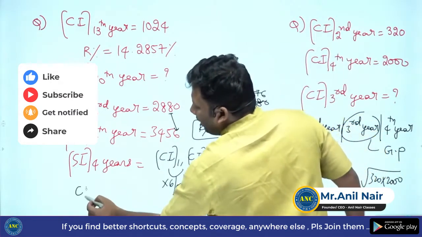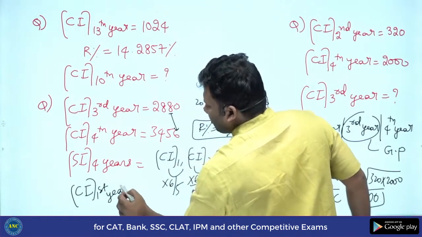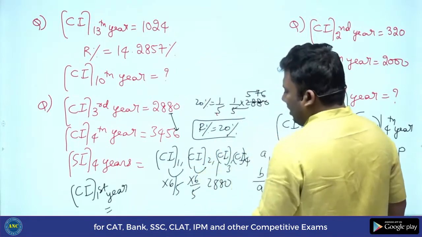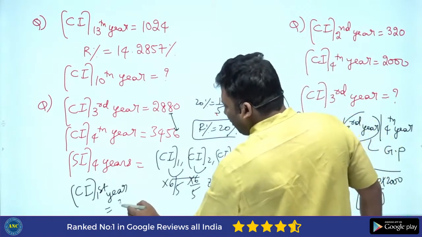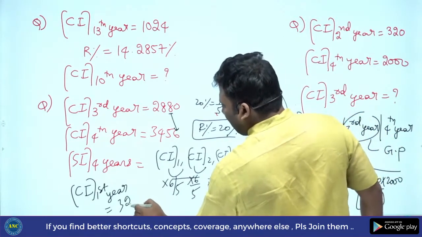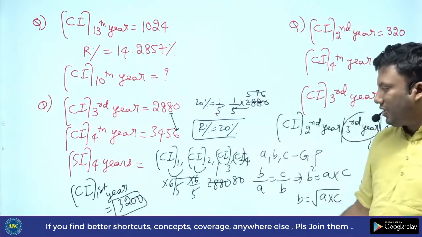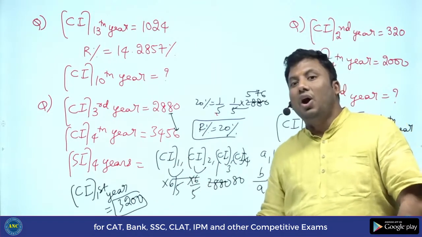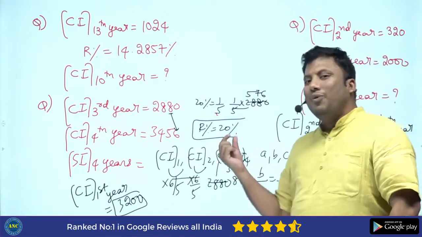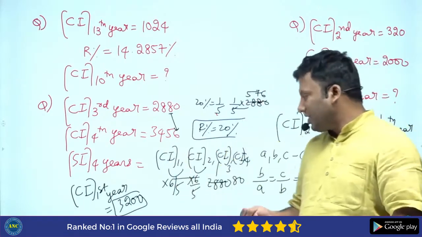So compound interest for the first year: 36, 36 80s are 80 into 40, it is 3200. CI1, CI2, CI3, CI4 all are in geometric progression. What is the common ratio? The scaling factor, which is 1 plus R percentage.